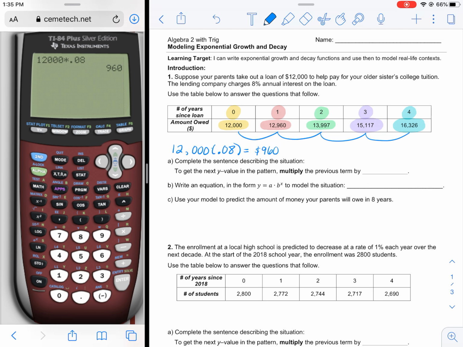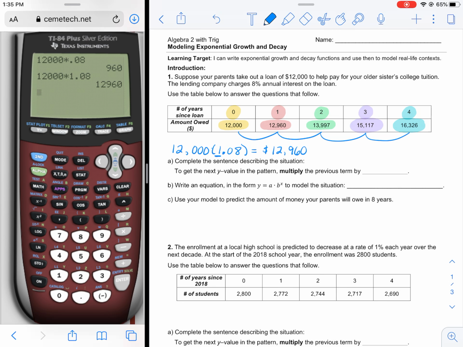So an easier way to do this problem, a little bit more efficient, is instead of multiplying 12,000 by 0.08 and finding 8%, watch what happens if we multiply by 1.08. Okay, so if we multiply 12,000 times 1.08, notice that takes us directly to the answer, 12,960. And the reason is that this 1 that we put in there is including the original amount of the loan, the $12,000, and then it's adding in an additional 8%.